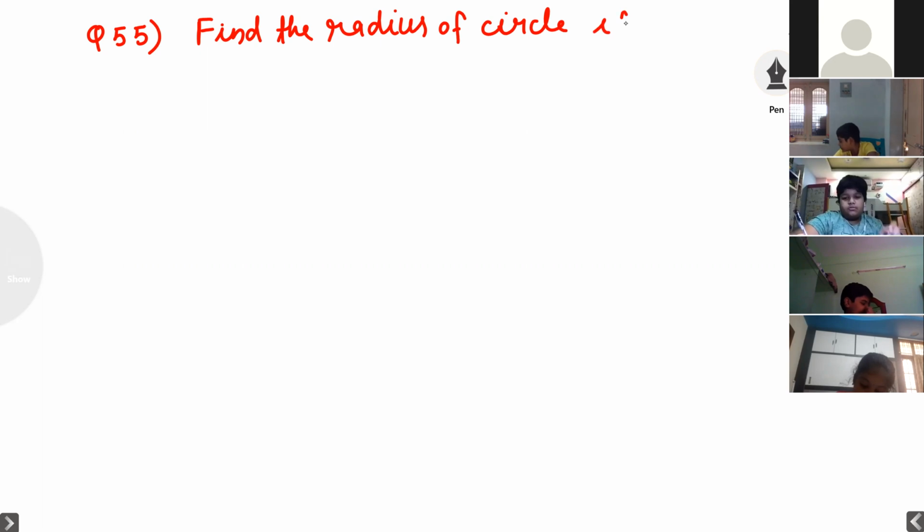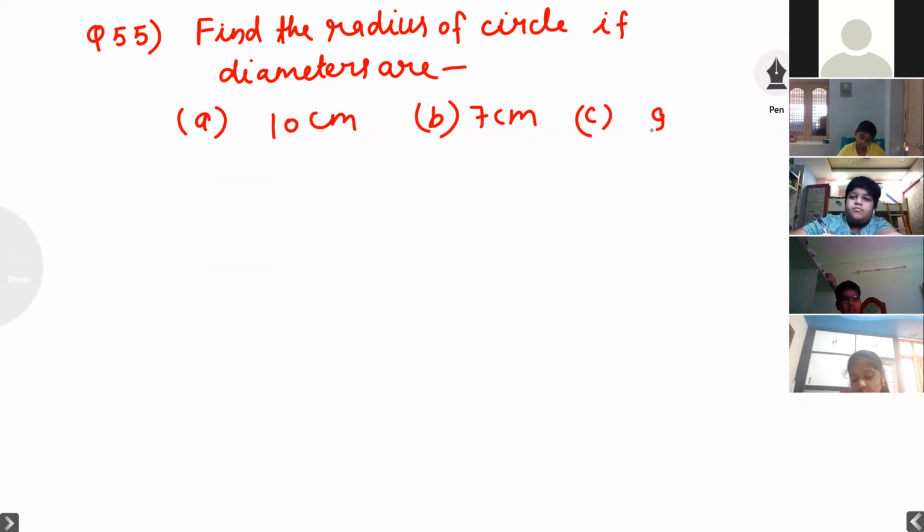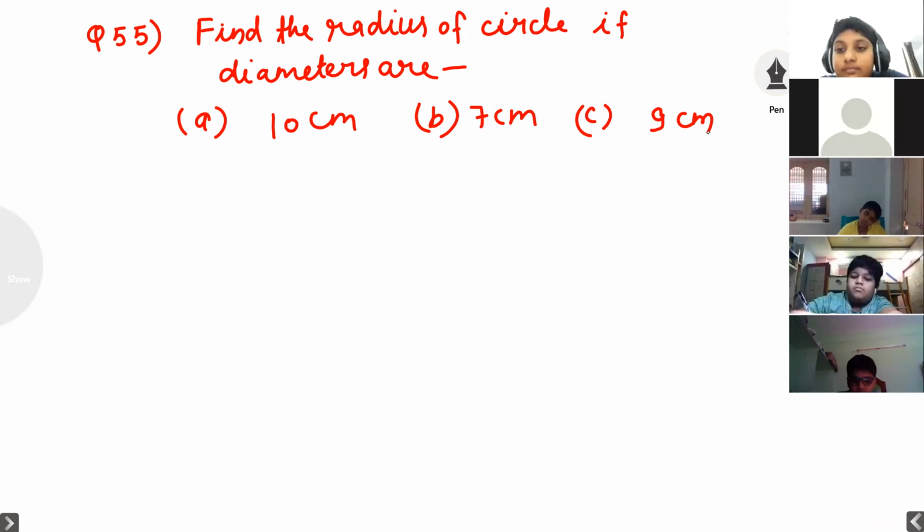Find the radius of circle if diameters are: first diameter he has given 10 centimeter, second question 7 centimeter, C question 9 centimeter. This is not a multiple choice question. First question 10 centimeter, second is 7 centimeter, and third question is 9 centimeter.